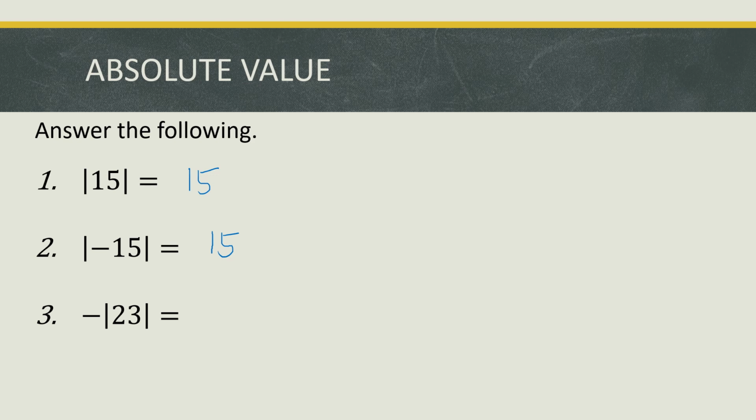How about negative absolute value of 23? First, get the absolute value of 23, which is 23, and then get its opposite, or negative, which is negative 23. And what is the absolute value of negative 23? Get first the absolute value of negative 23, which is 23, and then get its negative, which is negative 23.